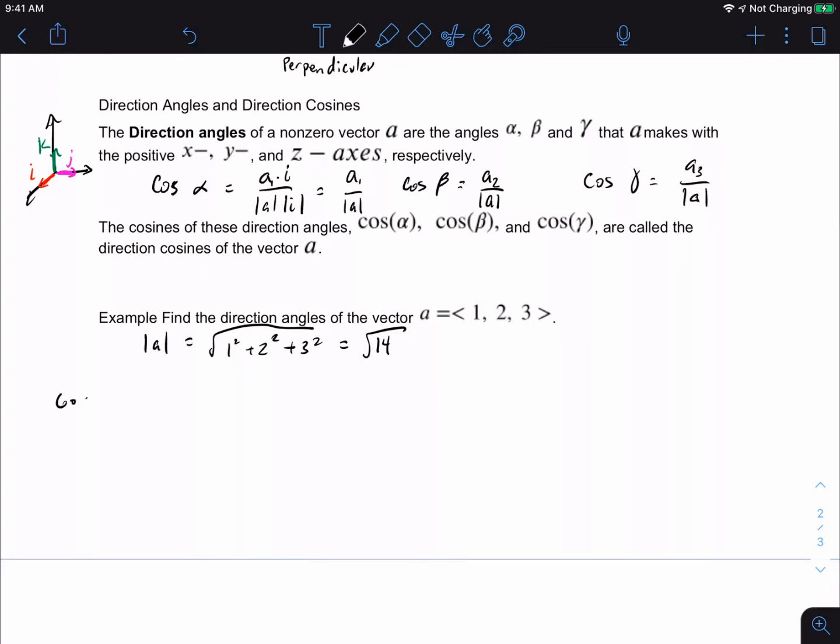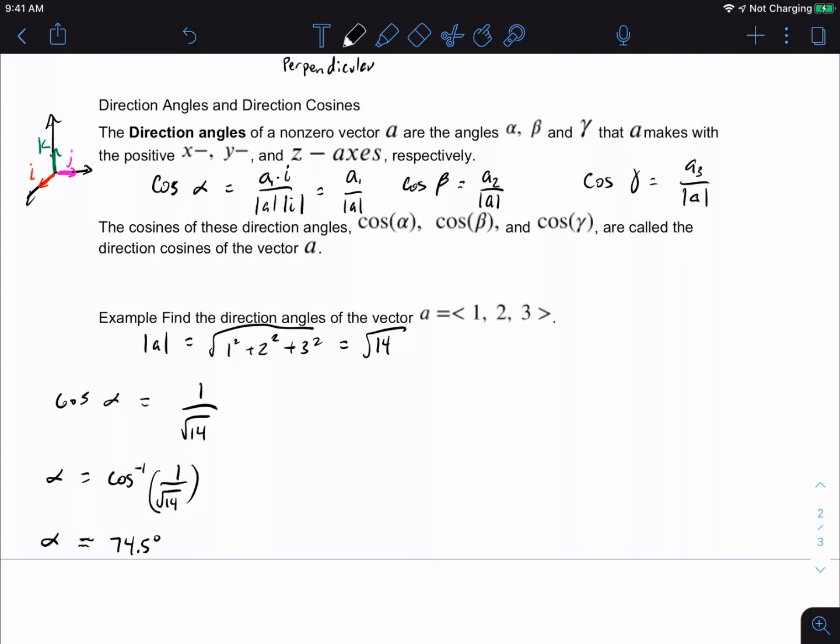So then cosine alpha is going to be the first coordinate in the vector, which is the 1, over the square root of 14. And then to find alpha, that's going to be cosine inverse of 1 over the root of 14. So alpha is going to be approximately 74.5 degrees from the x-axis to where the actual vector is.